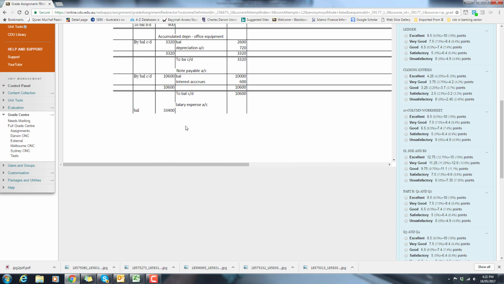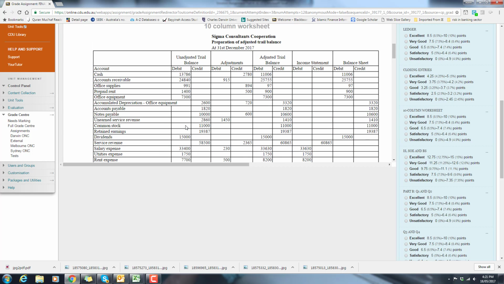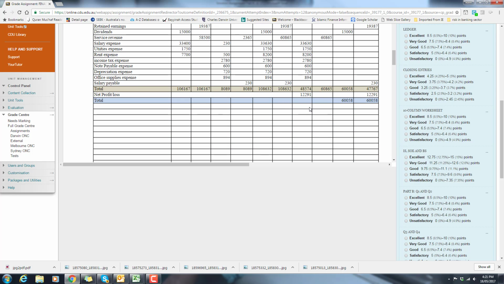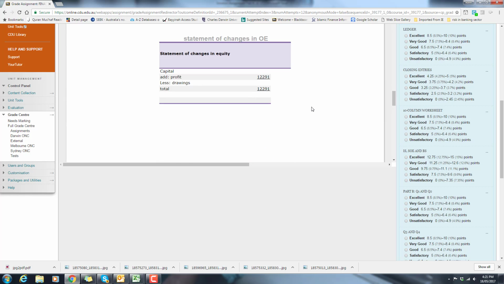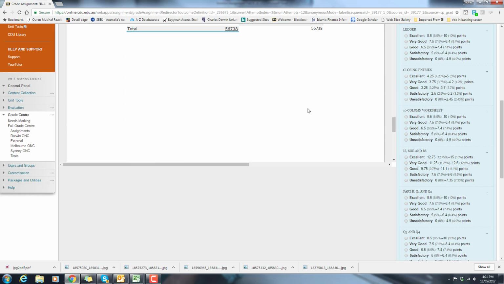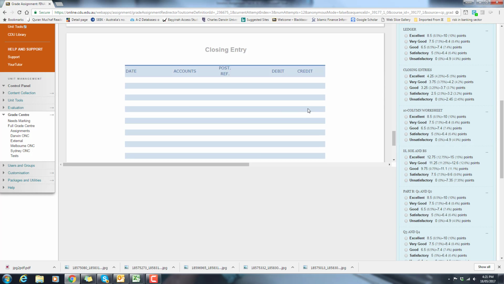1 2 3 4 5, and then we look at the 10 column worksheet that you created and see whether the students have the right balance or not. And then we move to the income statement, the next page, and owner's equity. And then balance sheet, and then finally closing entry. So there's no closing entry.